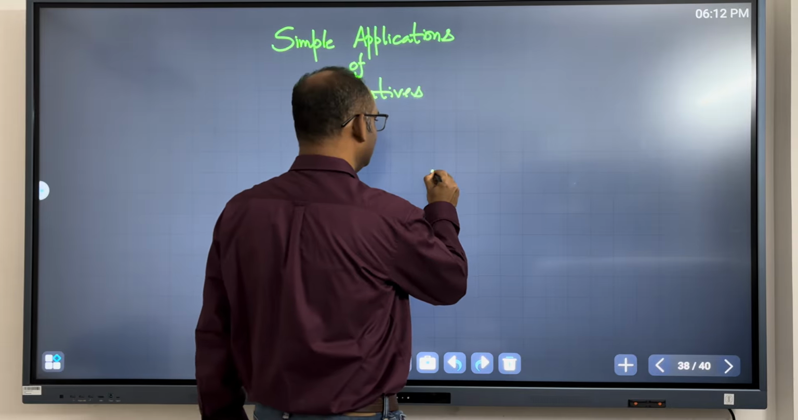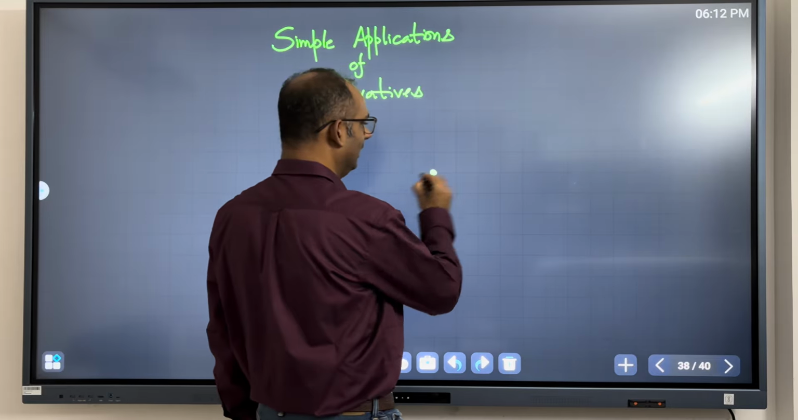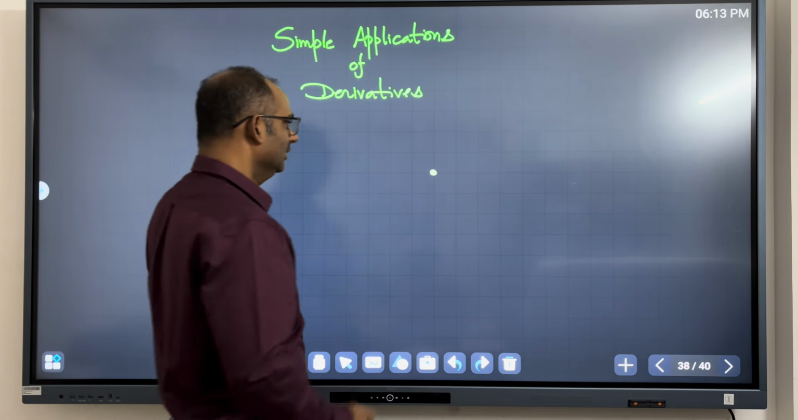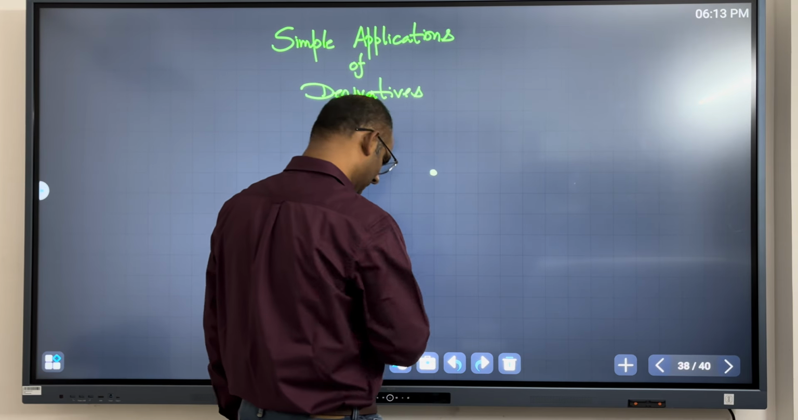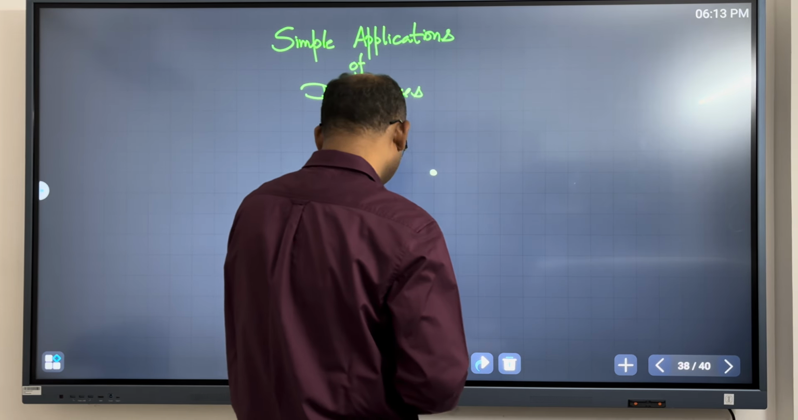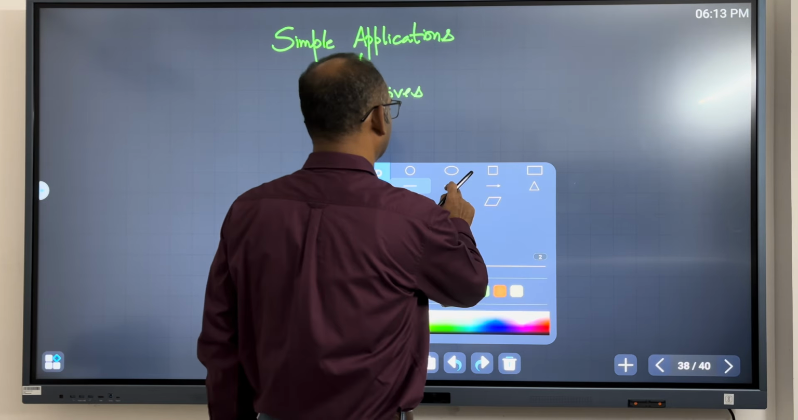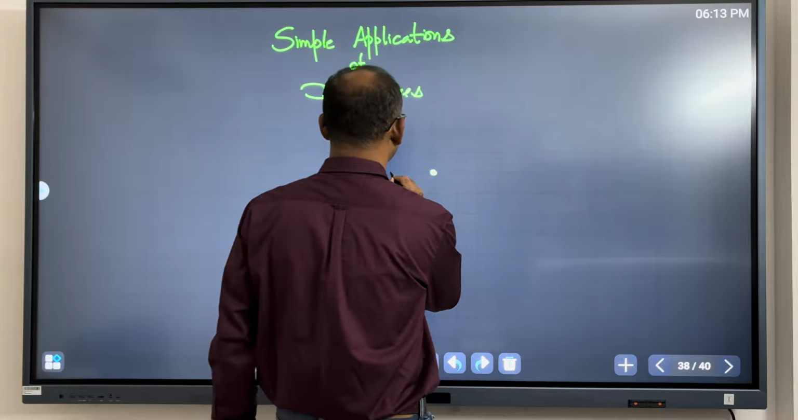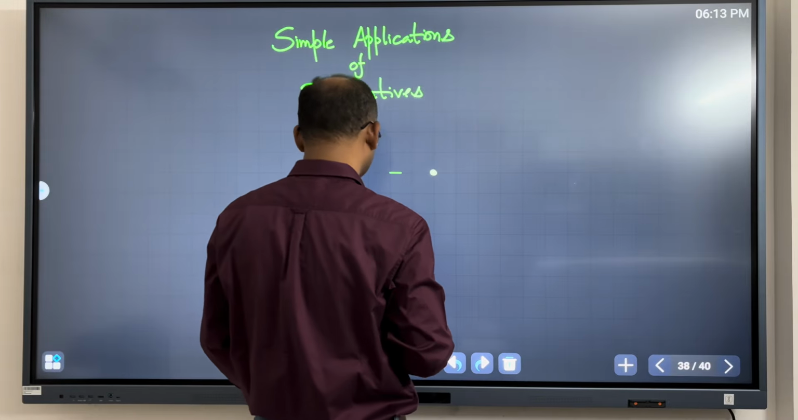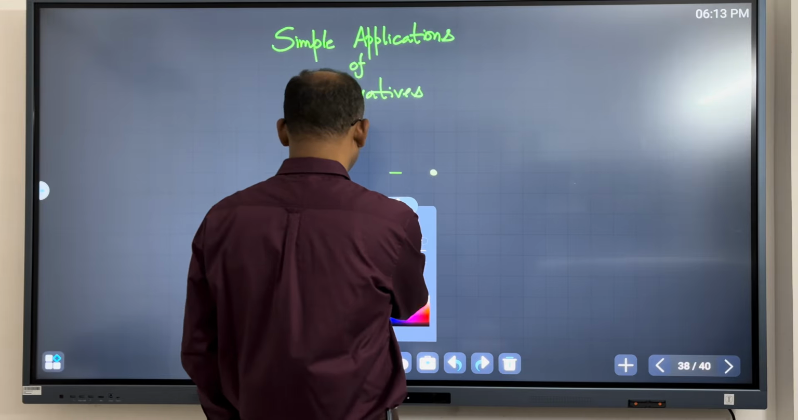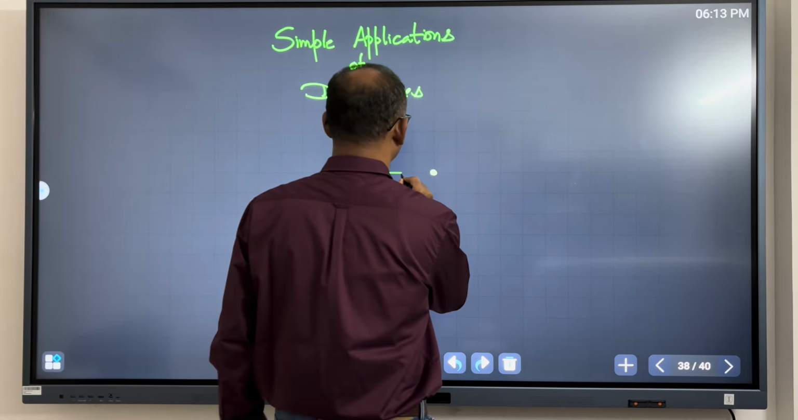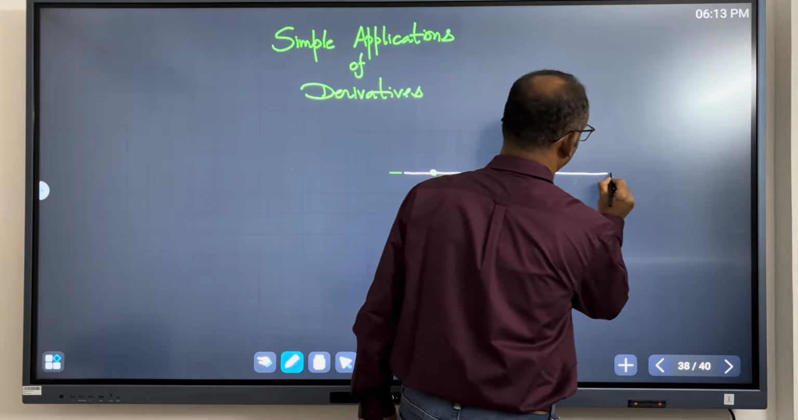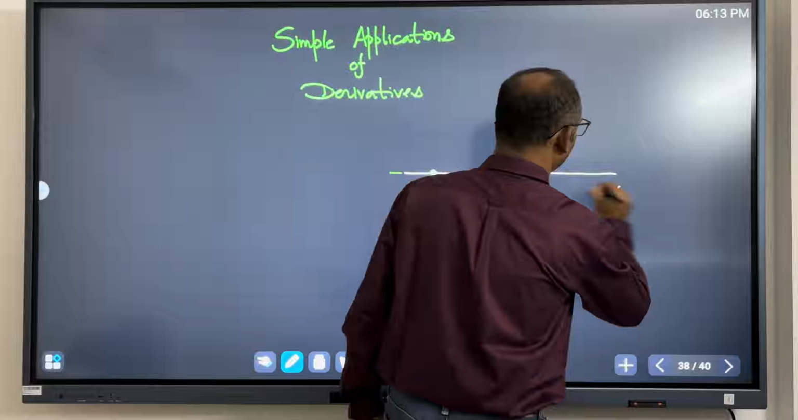You have some object here, and it is moving on a straight line along the x-axis. So its location on the x-axis I will denote by x. Okay, so that is x.